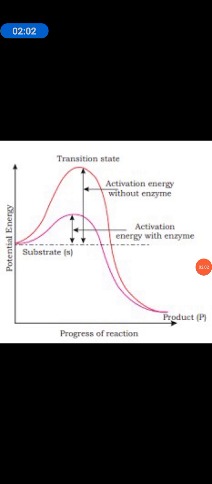How does an enzyme act? The substrate and the enzyme reach their activation energy, an optimum stage of energy. Once they reach the activation state, they combine and form a complex, and then they form the product.